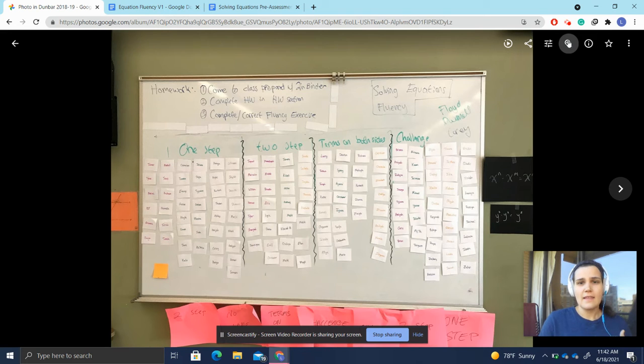Now, the key to this activity is promoting a culture where students are simply trying to grow. Students need to understand that they come into the classroom at the level they're at, and everybody's just working to get to a higher level.